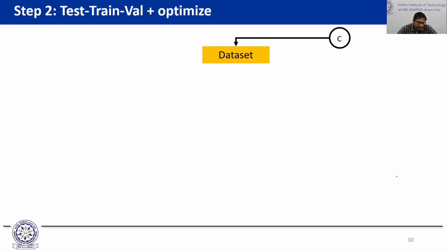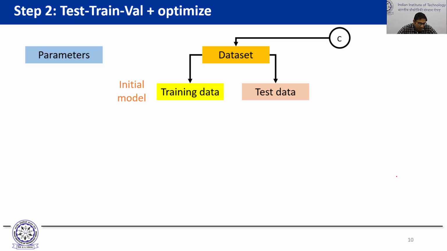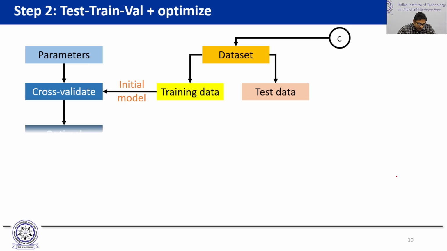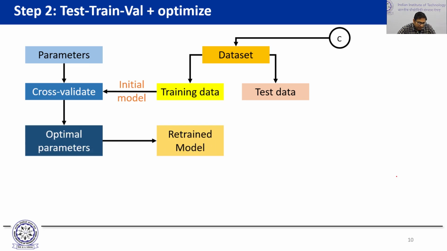After that, you want to move into the next step, which is doing this testing, training, validation, and optimization. So now that you have your data set, you want to split that into two parts. There would be a training data and a testing data. So you will train the initial model using the training data, and then of course for training you need to have some parameters, and you have to do extensive cross validation in order to ensure that the model that you are training is actually an appropriate model. It's not something which is getting overfitted. So once your cross validation is done, now you have a set of optimal parameters, and then with that you have got your retrained model.